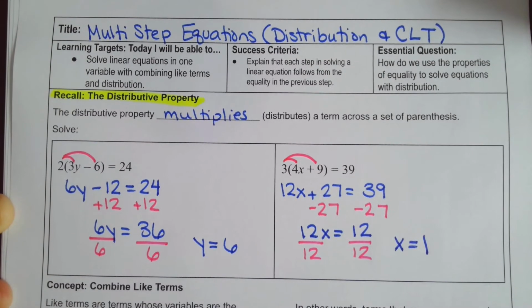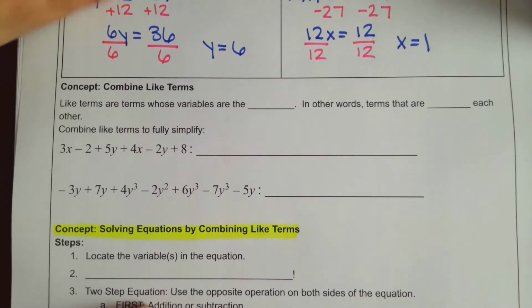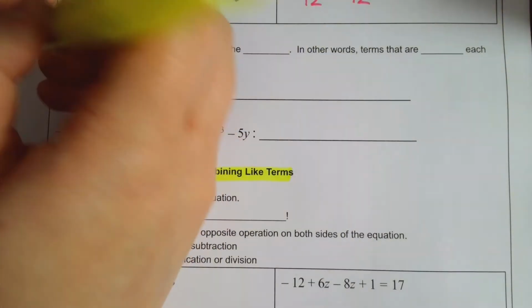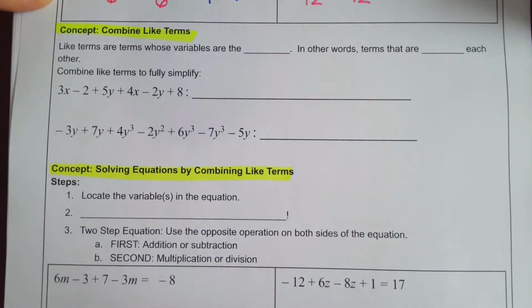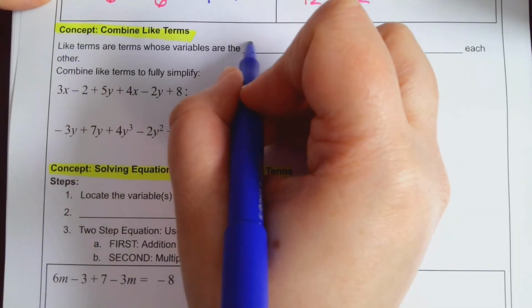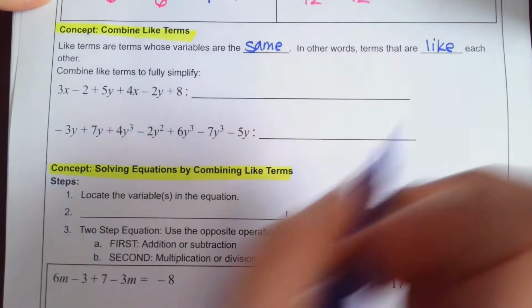So in lesson 4, we're going to be doing a lot of similar things, but now we're going to add a new concept to it. This new concept that we're going to be taking a look at is combining like terms. Now, this is not a new concept at all, but it is one that you need to be able to do. Like terms are terms whose variables are the same. In other words, terms that are like each other.